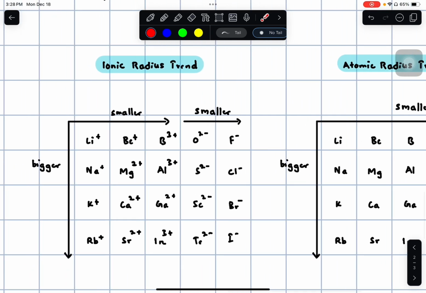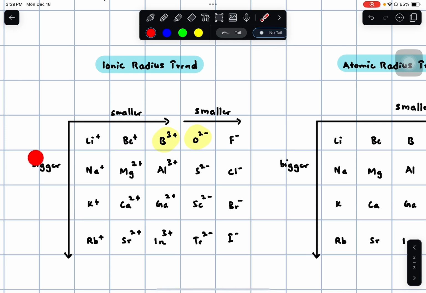For ionic radius, the general trend is that going from left to right, it's going to become smaller. But you can't say that without talking about this area here. So for the positive ions, B3+ will definitely be smaller than Li+. But when we get to the negative ions, O2-, because it's a negative ion, is going to be larger than the B3+ positive ion. And from that point onwards, it's going to get smaller, right?